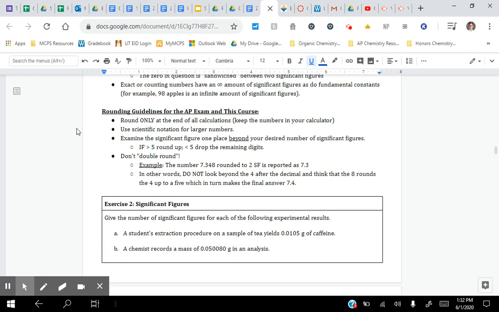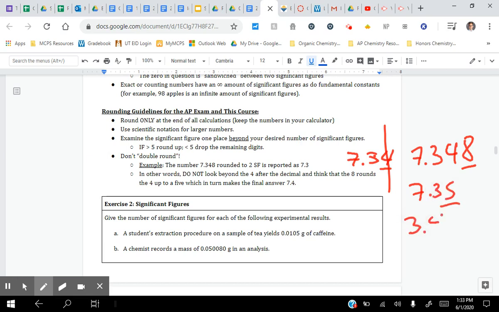So 7.34 is what we're looking at here. You look at this digit and you round down, so it's just 7.3. What I'm saying here is don't do this and think, oh, this would round up, so this is 7.35. Oh, and then that would round up, so this is 7.4. We don't want to do that, okay? Just be careful of that. So let's do some practice together.